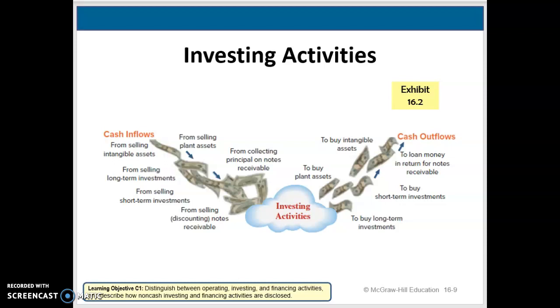We see that cash from collecting the principal on notes is an investing activity. However, collecting interest on notes is an operating activity. So we're going to see the principal is an investing activity. The interest is an operating activity. So if a note results from sales to customers, it is an operating activity.